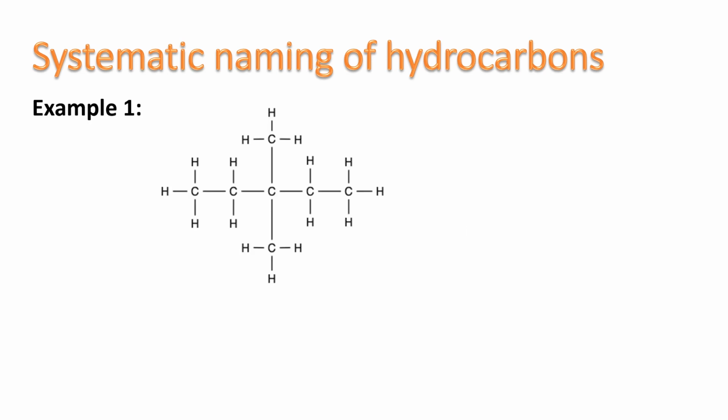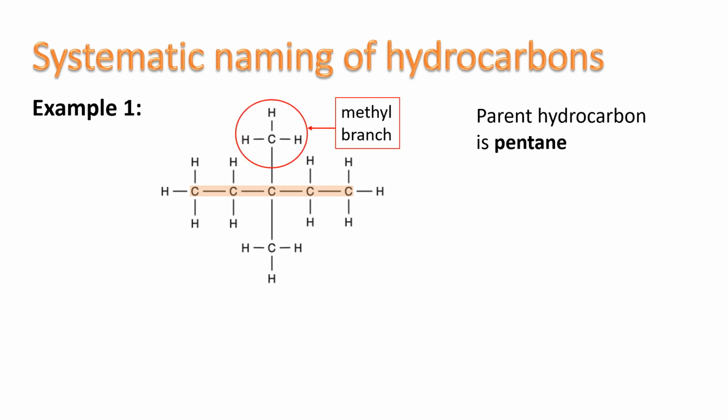So example number 1. The very first thing we do is identify our longest chain. So we've done this already, and so we know the parent hydrocarbon is pentane. The next thing we do is identify any branches. So we already know there's a methyl branch up the top and a methyl branch at the bottom. Now step 3 is to number our carbon chain. Now we would usually do this from the end closest to a functional group. We don't have any functional group here, so instead we number from the end closest to the branches.